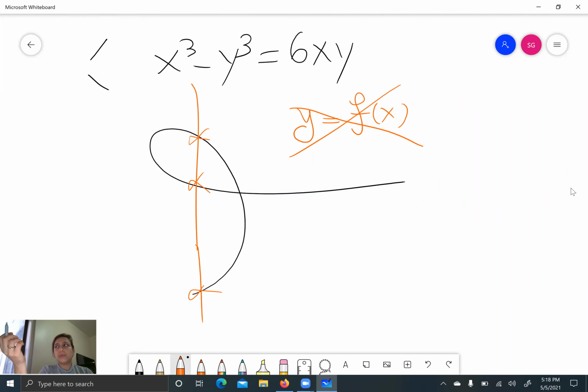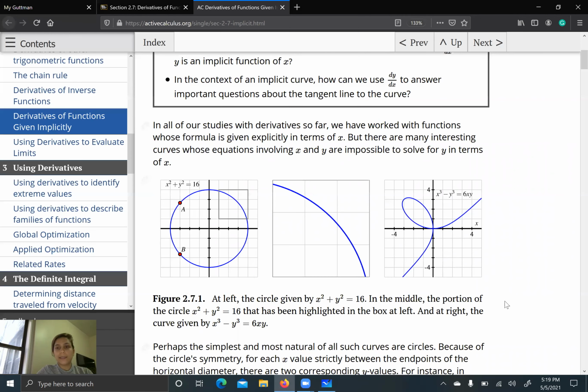So the question becomes, even though they are not explicit functions, is it possible to take their derivative, to compute the derivative of y with respect to x? That's the question. Is it possible to take this derivative even though this is not an explicit function? And that's what we want to address in this section.